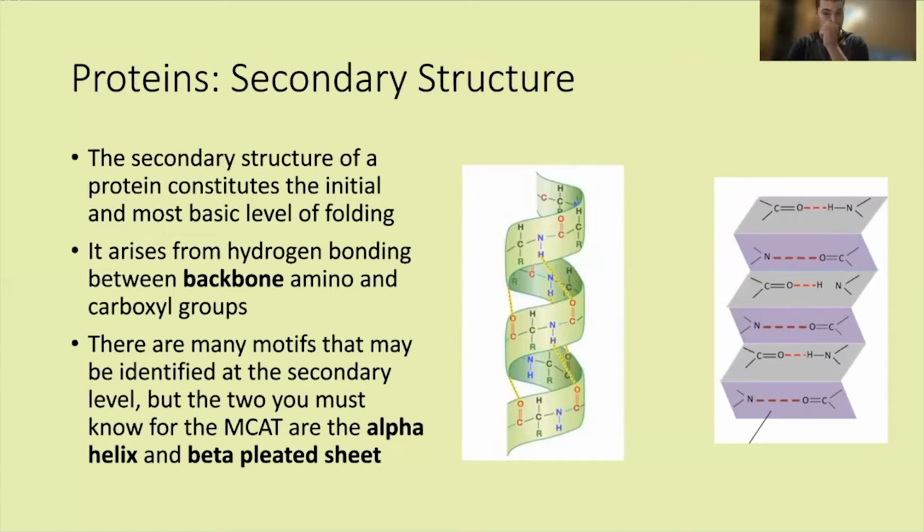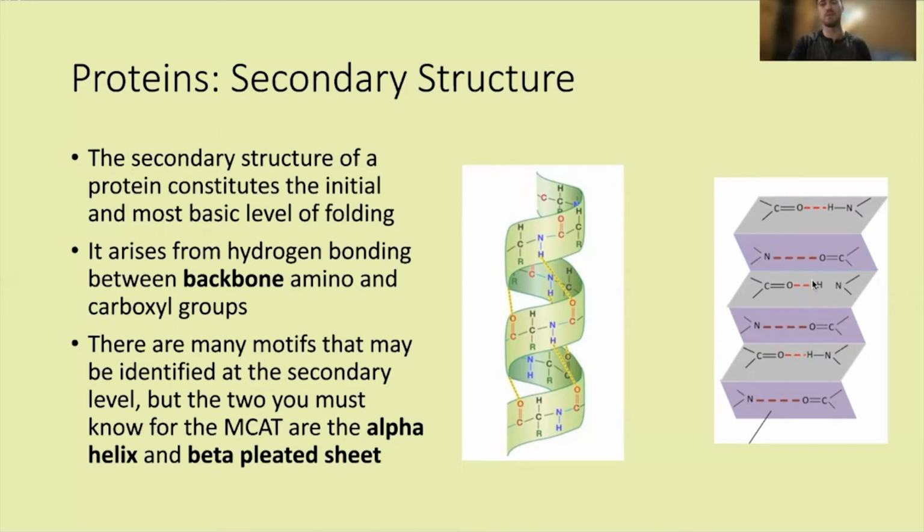So if you look to the right, you can see the two motifs that are most common on the MCAT and are super important to know when you're learning biology and biochemistry. This one to the left is the alpha helix, and it's a pretty good diagram showing how the backbone nitrogen and carboxyl groups are hydrogen bonding to form this alpha helix. And this is the beta pleated sheet, which is a slightly different conformation. We're going to discuss both of these in more detail in just one second.